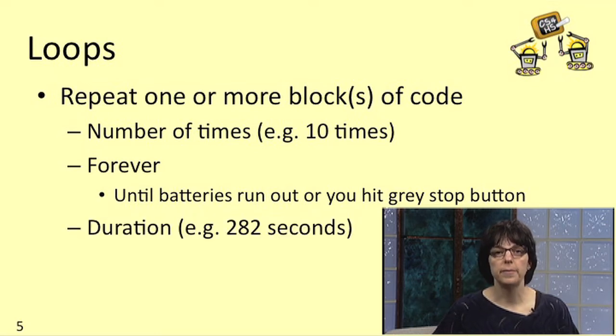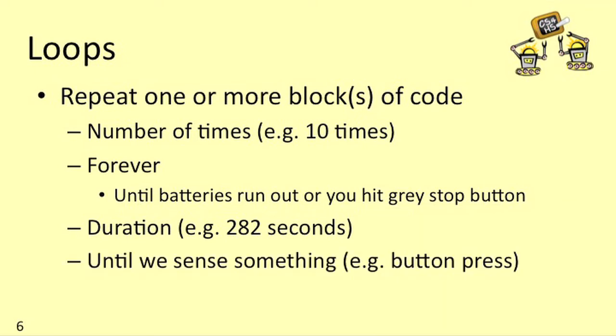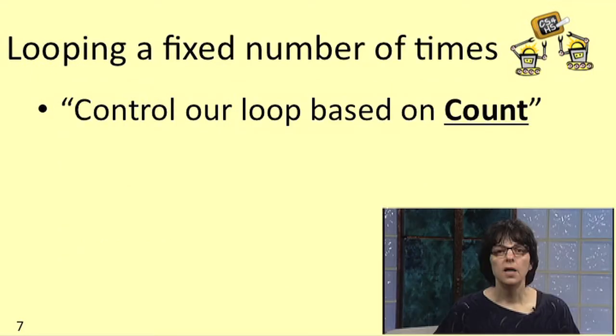The third type we're going to learn about in this lesson lets you specify a fixed length of time to repeat your code. For example, we could say to repeat our dance steps for 282 seconds. In another lesson, we'll be looking at another type of loop that instructs your NXT to repeat your code until the NXT senses something. For example, you can say, do my dance until the button gets pressed. Let's start by learning how to loop a fixed number of times, so we could turn our 3-second dance into, say, a 150-second dance. In NXT programming, we say we're going to control our loop based on count.